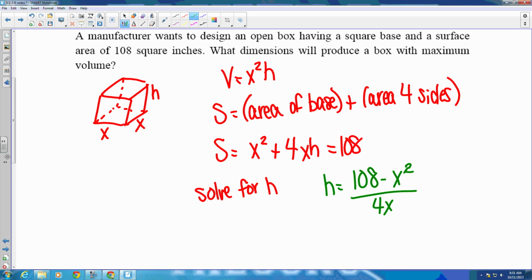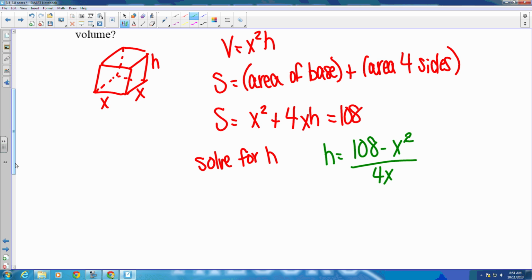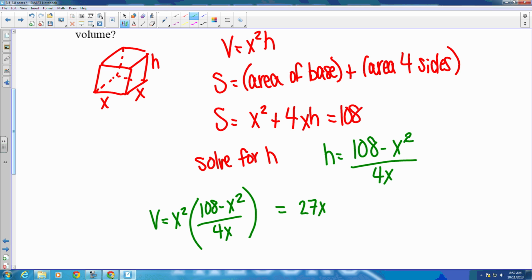And then what you're going to want to do with that is put it back into the volume equation. Since we're trying to maximize the volume, that's the equation that we're essentially going to take the derivative of, because derivatives help us find maxes and mins. So we're going to put the h in for the volume: (108 minus x squared) over 4x. Let's simplify that a little bit. (27x minus x cubed) over 4 is a simplified version of the volume.